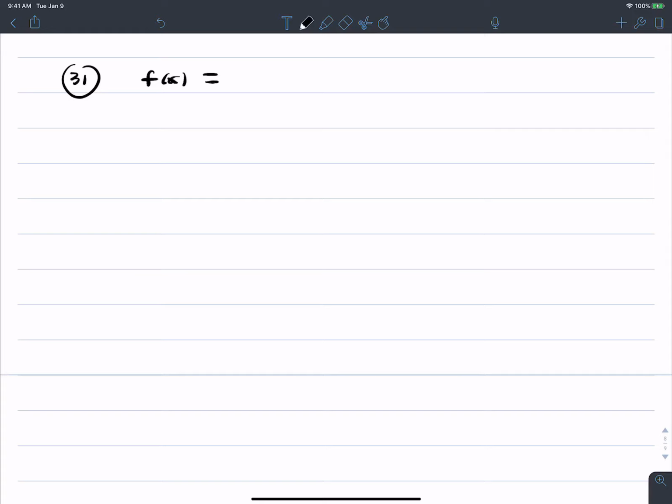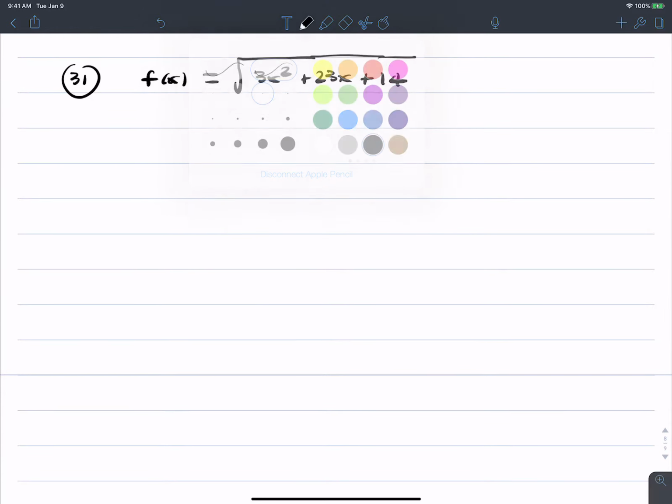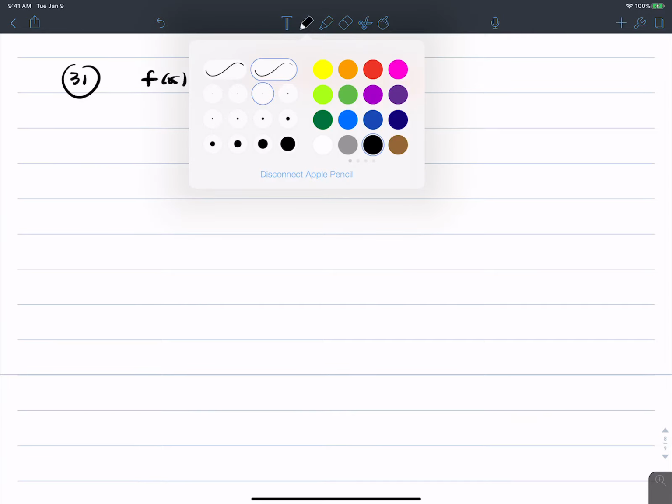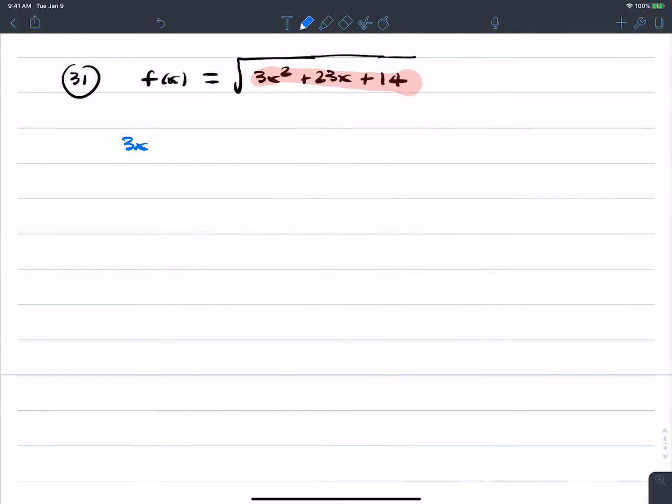So number 31 here, we get 3x squared plus 23x plus 14 here. Again, we're going to set what's under our radical to be greater than or equal to 0 here. 3x squared plus 23x plus 14 is greater than or equal to 0. And we're going to factor now.